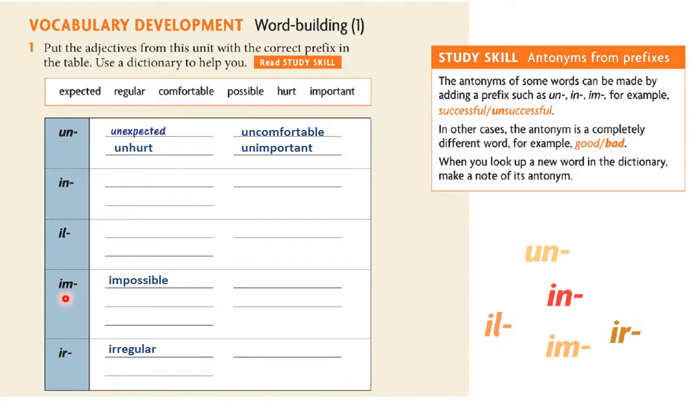Usually, or mostly, im is used with adjectives that start with the letter P or letter M. And ir is usually or mostly used with adjectives that start with the letter R. Also, il is mostly used with adjectives that start with the letter L.